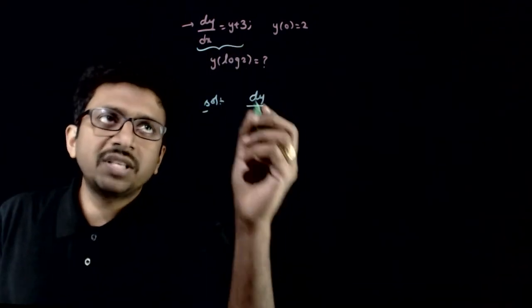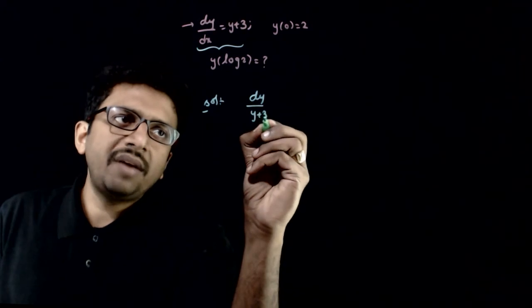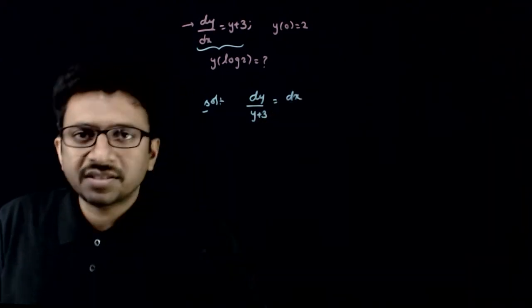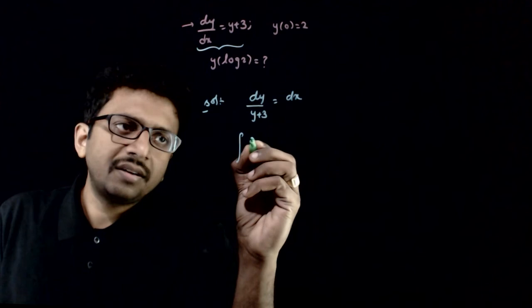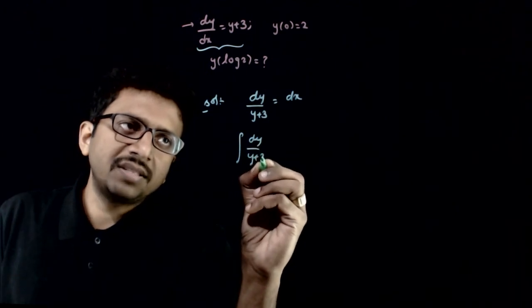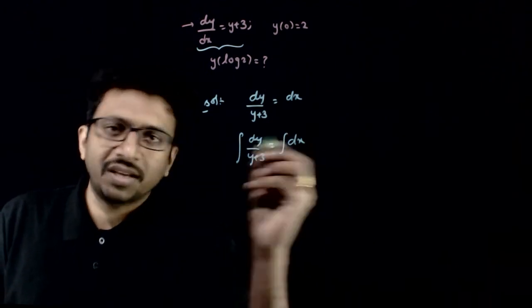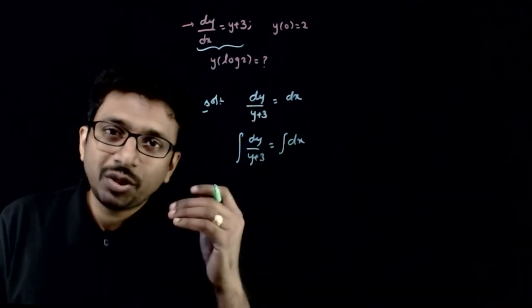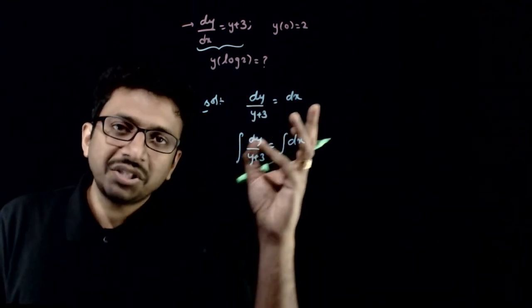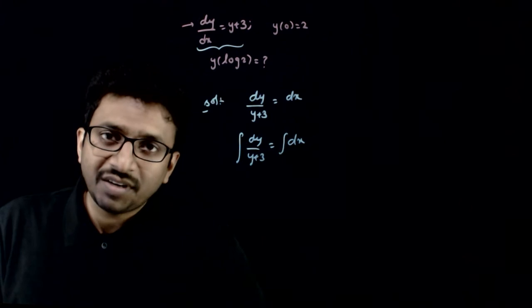So if you do variable separable you get dy/(y + 3) = dx. Now if you integrate, the integral of dy/(y + 3) is equal to the integral of dx. So let me do this question in two different ways. One by indefinite integration, the other by direct definite integration.